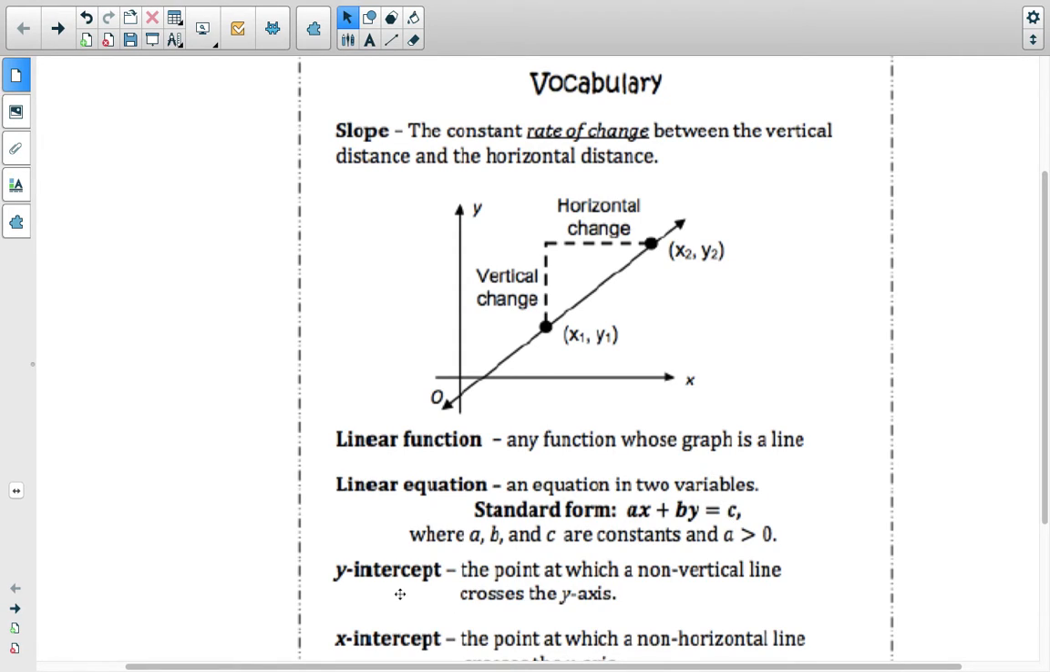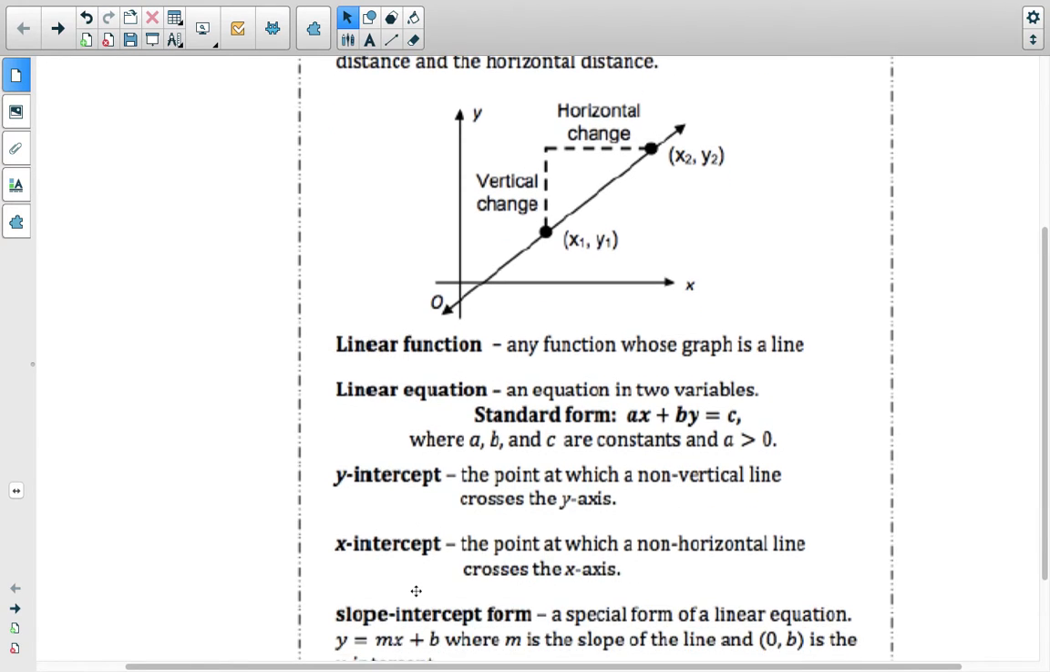The y-intercept is the point at which a non-vertical line crosses the y-axis. The y-intercept is a coordinate where the x value is equal to 0. The x-intercept is the point at which a non-horizontal line crosses the x-axis. This again is a coordinate where the graph crosses the x-axis. This would be where the y value is 0.